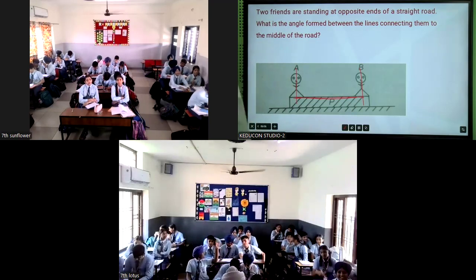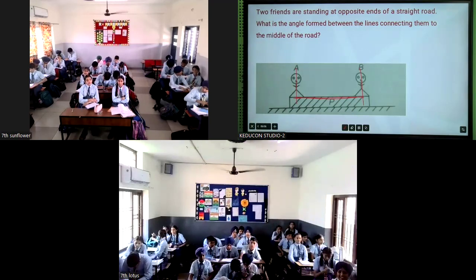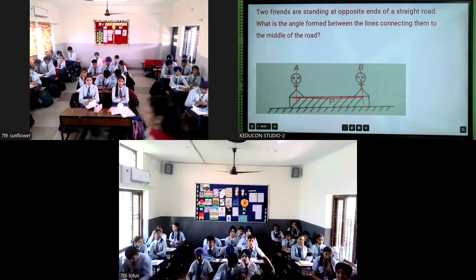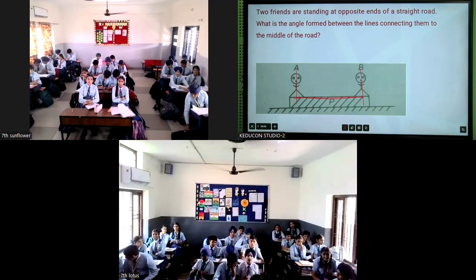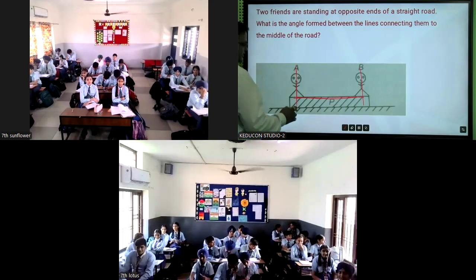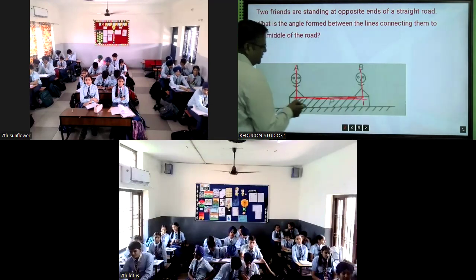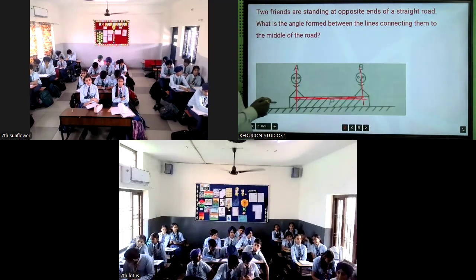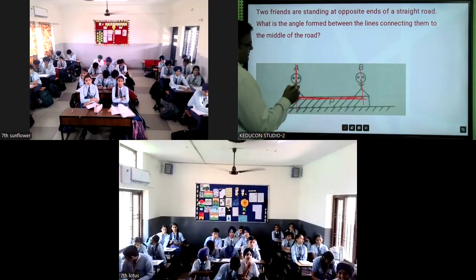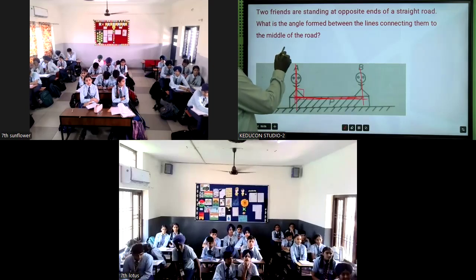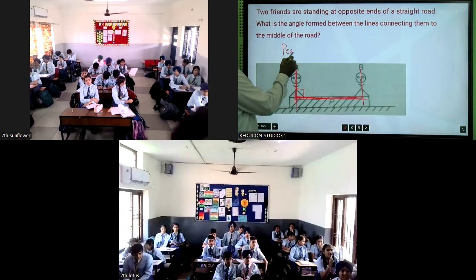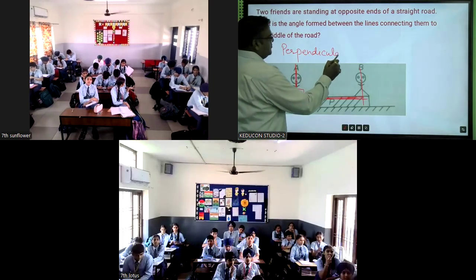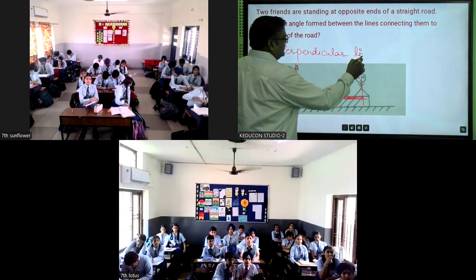Yes, what type of lines are formed? Students, these are the persons. This is the middle of the road. What type of lines are connecting between them? One line is this, another is this. So they are making an angle of 90 degree. So that is perpendicular lines. Is it clear?